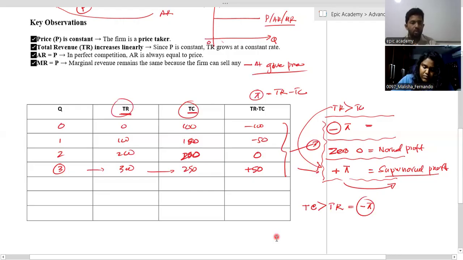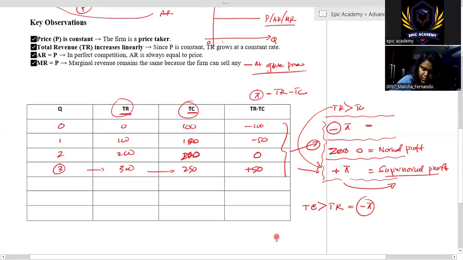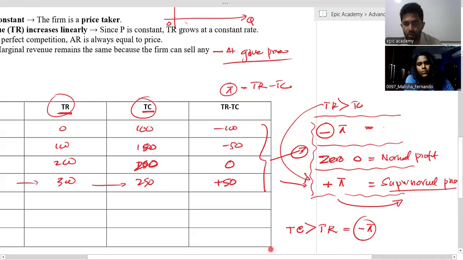Supernormal profit is there, normal profit is there. We can call this subnormal profit. Yes, subnormal profit. This one, we can call it subnormal profit.